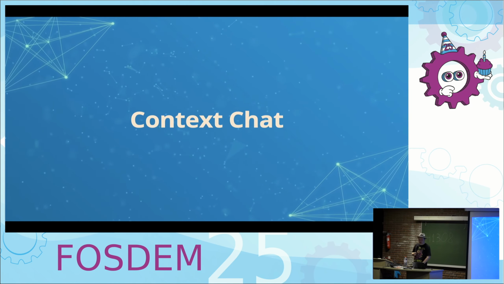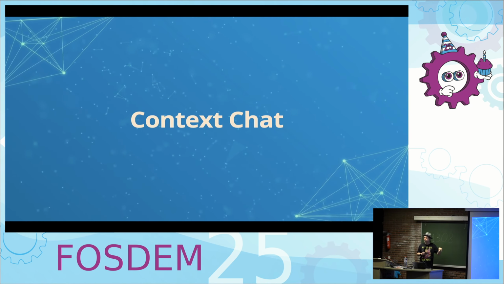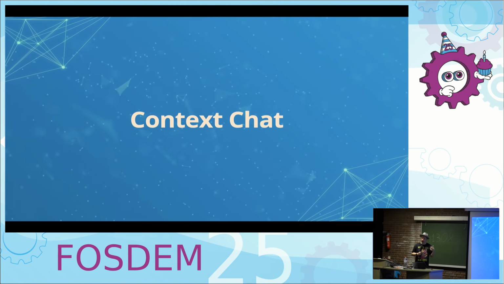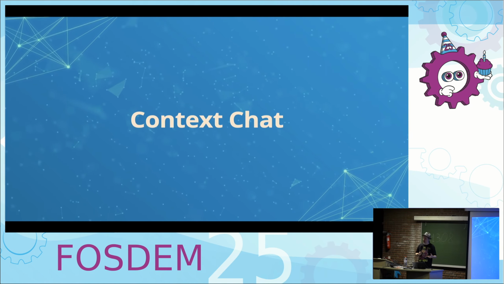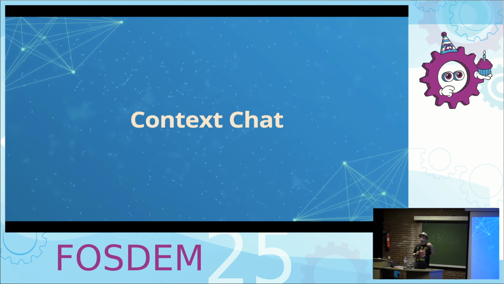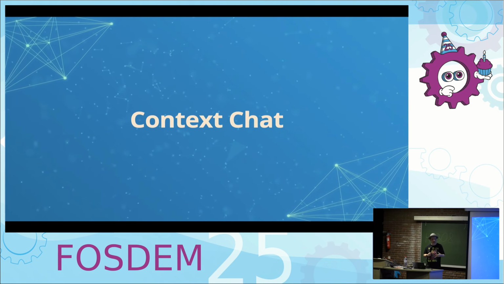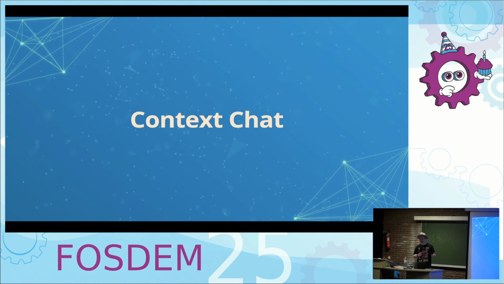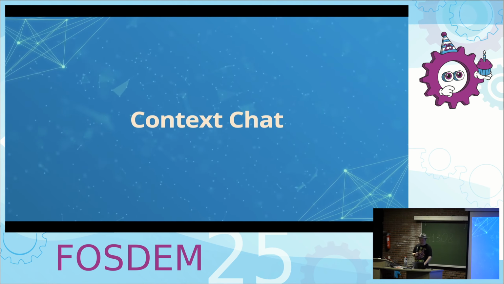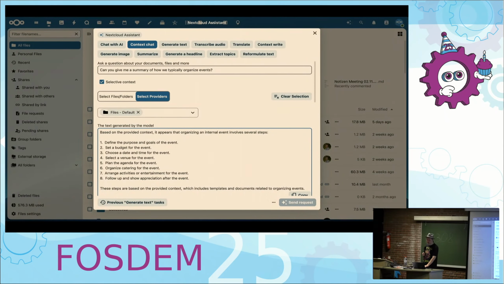The second thing we did is context chat. So context write for you. Context chat allows you to ask questions about your own data. So basically all your documents, all your chats, all your data in Nextcloud is put into a vector database and you can ask questions. You can say, hey, what is our internal process for organizing an event? And it will look through your documentation and make a nice summary of that.